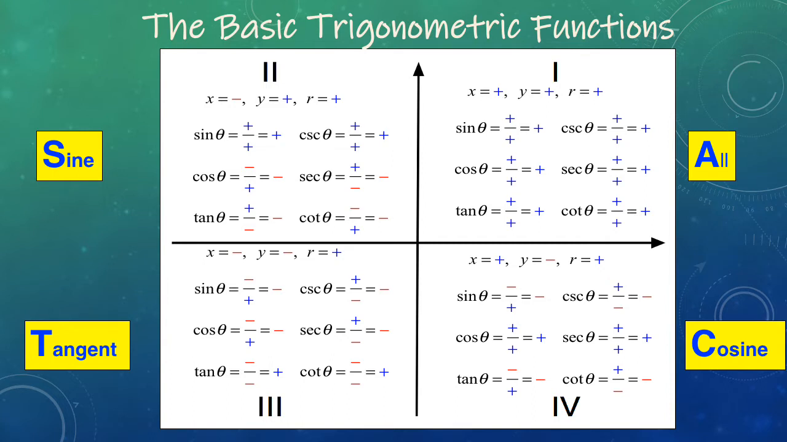Teachers encourage students to memorize ASTC by using a mnemonic. Sometimes "All Students Take Calculus" is used. Others may use the humorous "Aunt Sally Takes Crack." However you choose to memorize it, you should always be able to determine the signs, S-I-G-N-S, of any trig function in any quadrant.